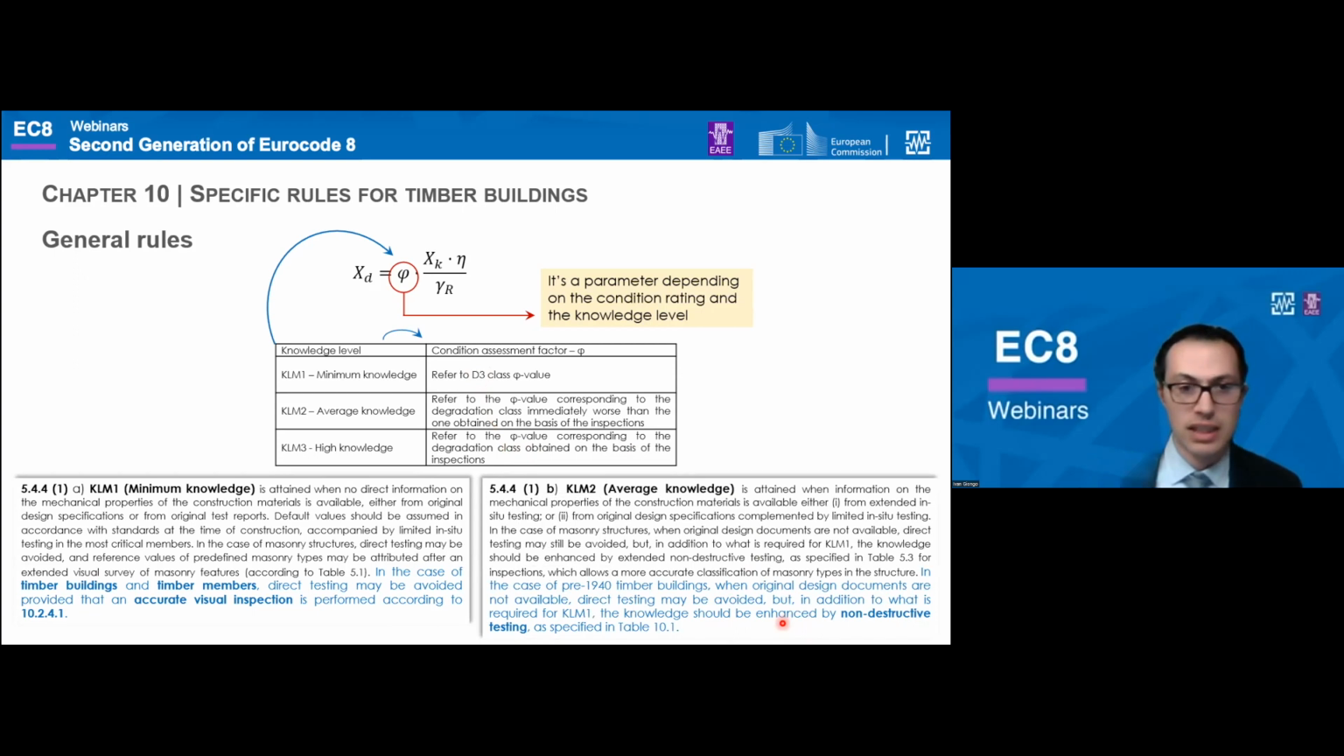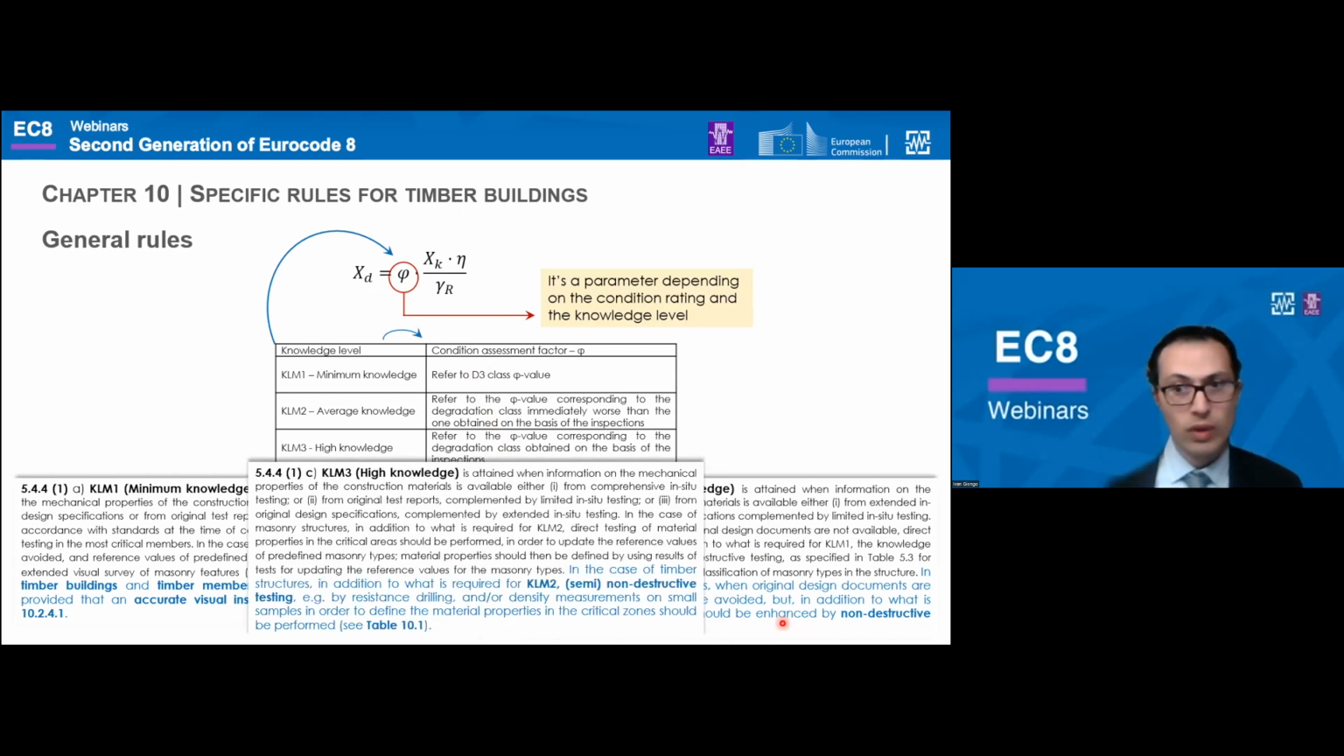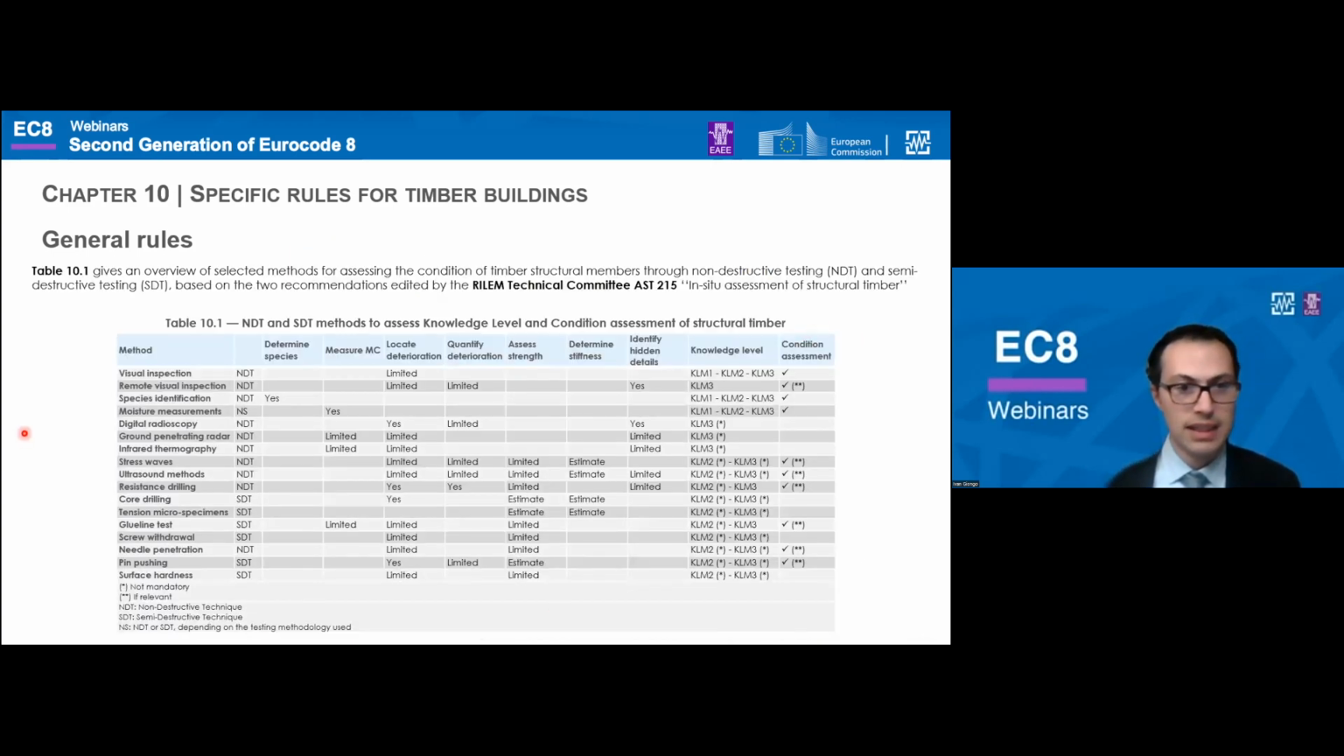for knowledge level 2. While more invasive techniques such as semi-non-destructive techniques may be necessary to reach a higher level of knowledge. To help the designer select the optimal testing method according to the desired knowledge level, and also depending on the investigated parameter, table 10 is provided based on the recommendations drafted by the RILEM Technical Committee, AST 215. And as you can see, there's a list of non-destructive and semi-destructive techniques.